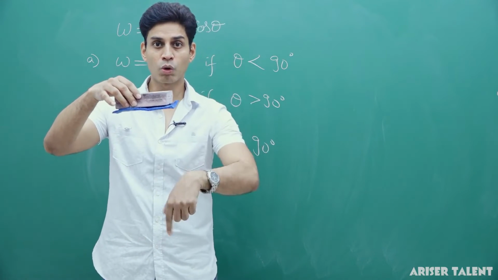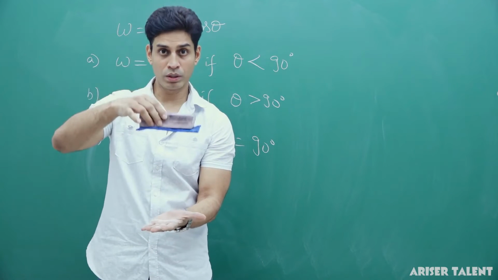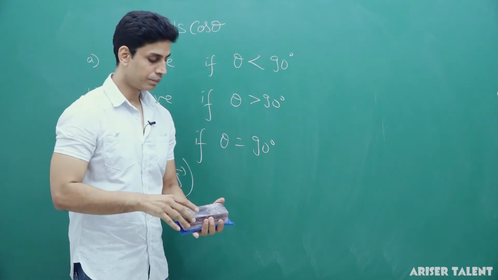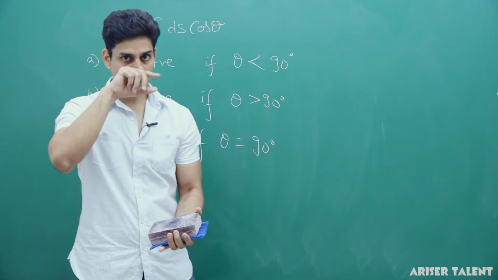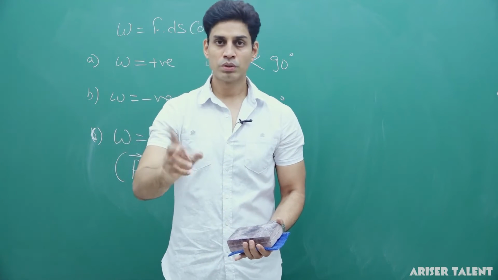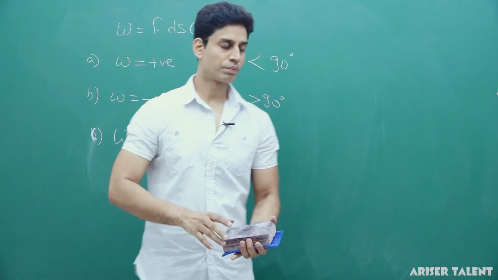Now gravity is downward and the displacement is downward. So the work done will be positive. Okay, clear? Work done is positive. That is, the angle is 0. mg is downward, displacement is downward, theta is 0. So the work done will be positive.